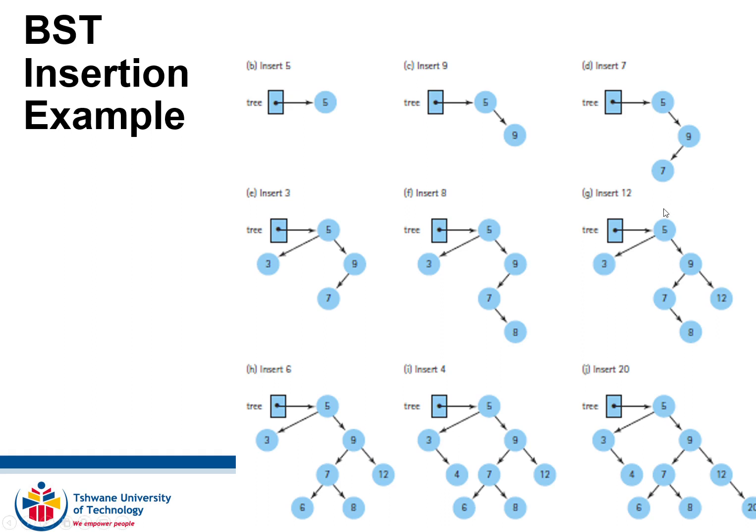Now, inserting 12: 12 is greater than 5, greater than 9. It sits there because there was nothing as the right child of 9. We insert 6. To insert 6, 6 is greater than 5. It's less than 9. It's less than 7. And therefore it sits there. To insert 4, it's less than 5, but it's greater than 3, which is why it will sit there. To insert 20, on the other hand, it is greater than 5, greater than 9, greater than 12, and therefore it will sit as a right child of 12. I hope you're following thus far.